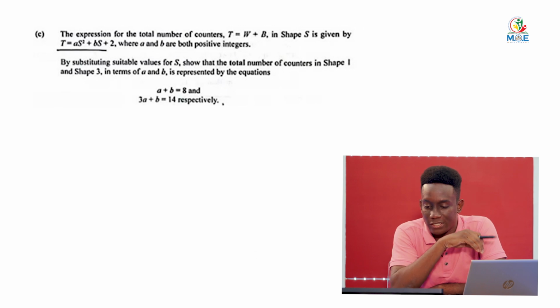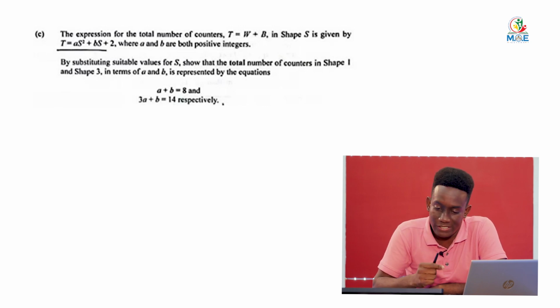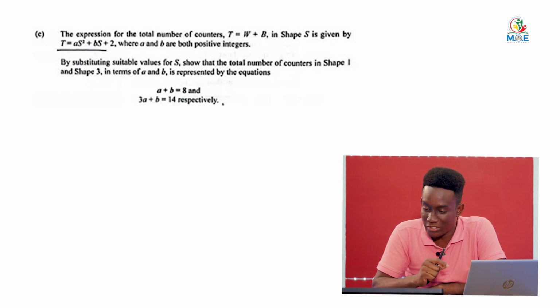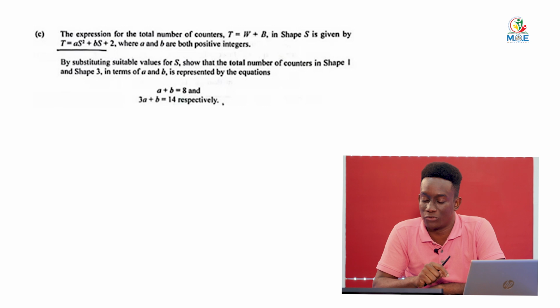The next question says, the expression for the total number of functors, T equal to W plus B, in shape S is given by T is equal to A S squared plus B S plus 2, where A and B are both positive integers. By substituting suitable values for S, show that the total number of functors in shape 1 and shape 3, in terms of A and B, is represented by the equations A plus B is equal to 8 and 3A plus B is equal to 14 respectively.